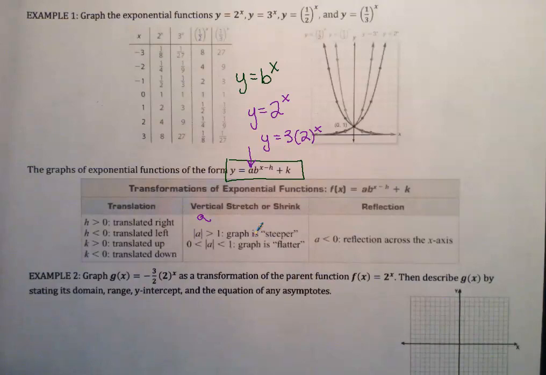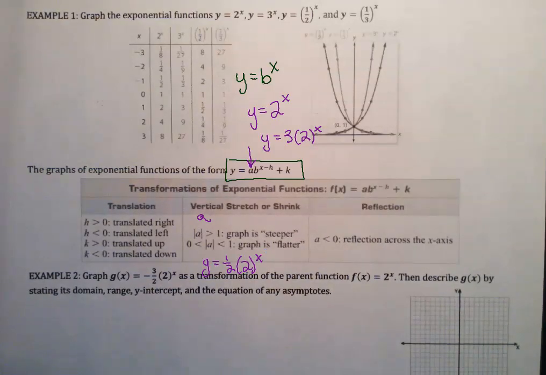Or if we make a between 0 and 1, so y equals 1/2 times 2 to the power of x, it's going to be a flatter graph than the parent function y equals 2 to the power of x. So oftentimes when we're doing these, we're going to graph the parent, and then we're going to make some changes to it.